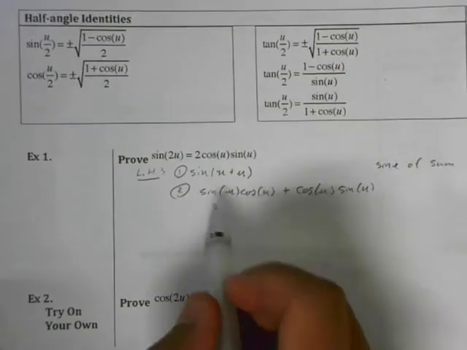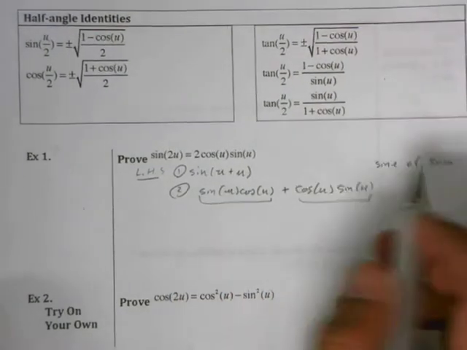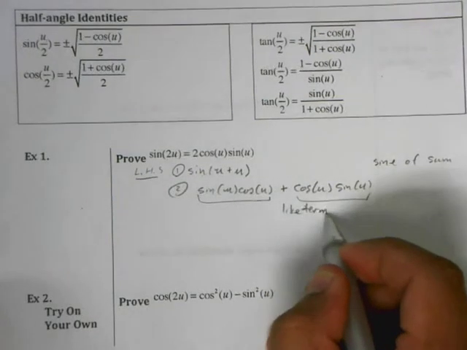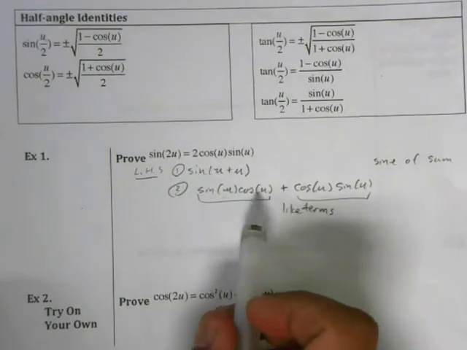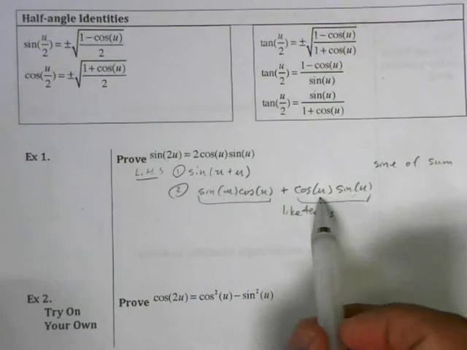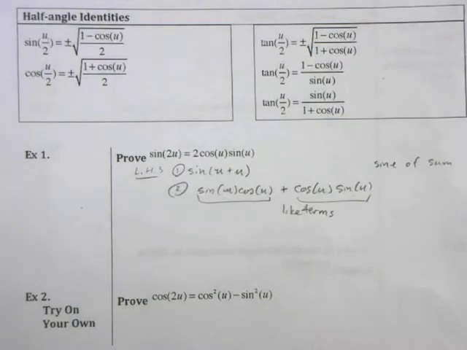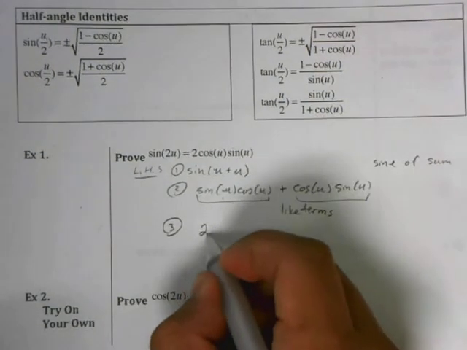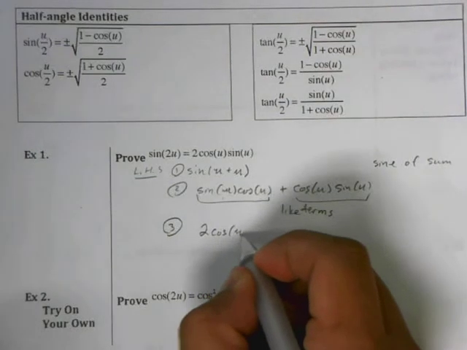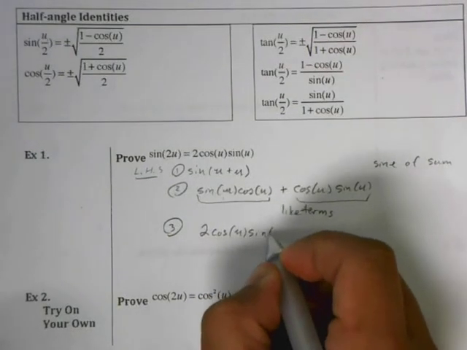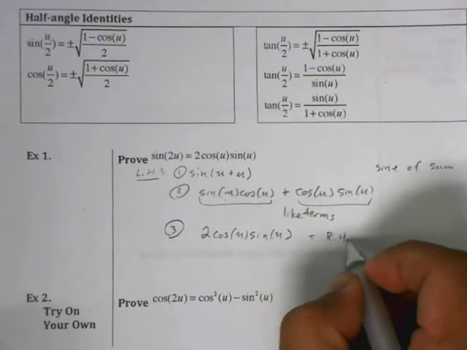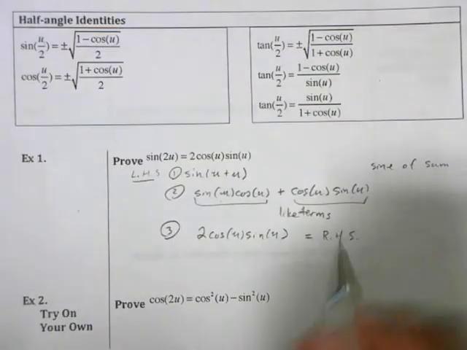And you can see that these two terms here are like terms. They each have a sine and a cosine, albeit in slightly different order, but that doesn't make a difference here. So we can combine the two like terms together, and we get 2 cosine u sine u. Okay. And this is equal to the right-hand side, so we are done with that proof.